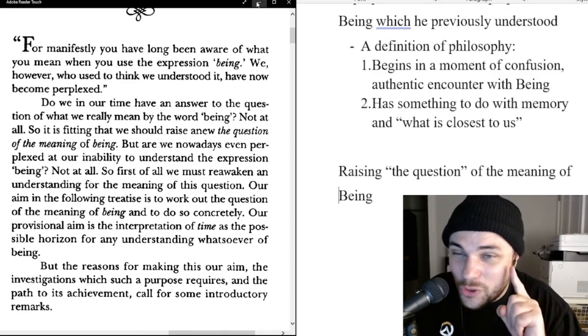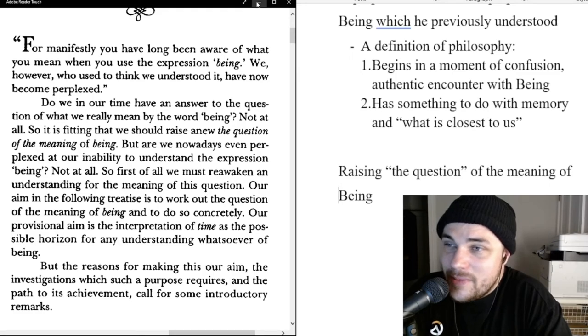So just remember that, the question of the meaning of being. Do we in our time have an answer to the question of what we really mean by the word being? Not at all. So it is fitting that we should raise anew the question of the meaning of being. But are we nowadays even perplexed at our inability to understand the expression being? Not at all. So first of all, we must reawaken an understanding for the meaning of this question. Our aim in the following treatise is to work out the question of the meaning of being and to do so concretely. Our provisional aim is the interpretation of time as the possible horizon for any understanding whatsoever of being.